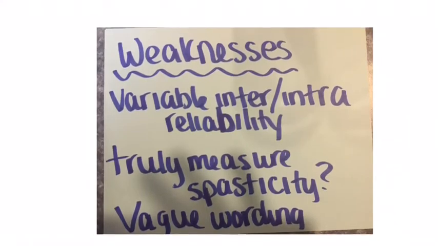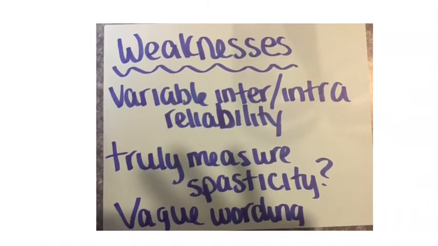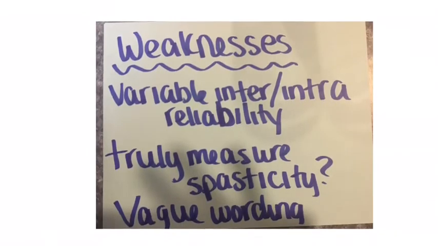Another weakness to the modified Ashworth scale is the question of whether it truly measures spasticity. Some are also concerned that the grading scale system uses vague wording.